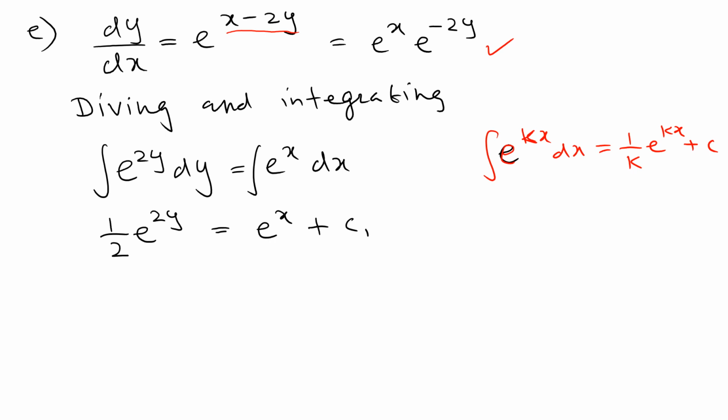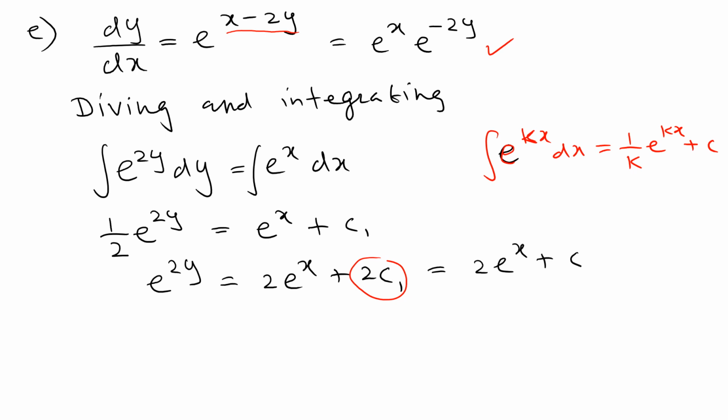And then we can multiply both sides by 2. When you do that, you get e to the 2y equals 2e to the x plus 2c1, and for simplicity we just call the 2c1 c. So it is 2e to the x plus c. Now we have done this as an implicit solution, but if possible you should solve for y, so we can do that here.